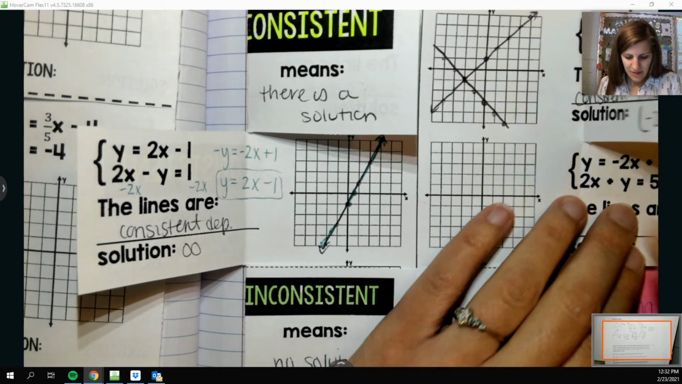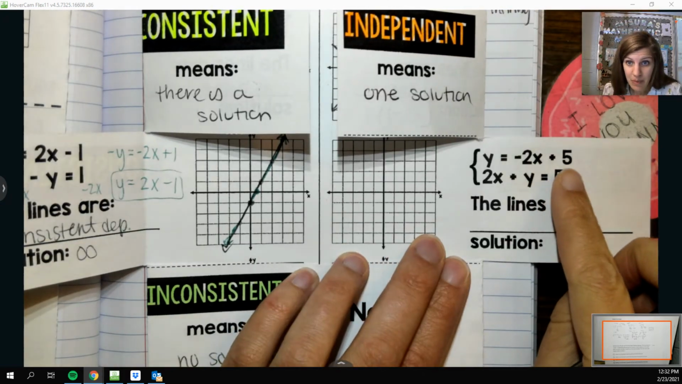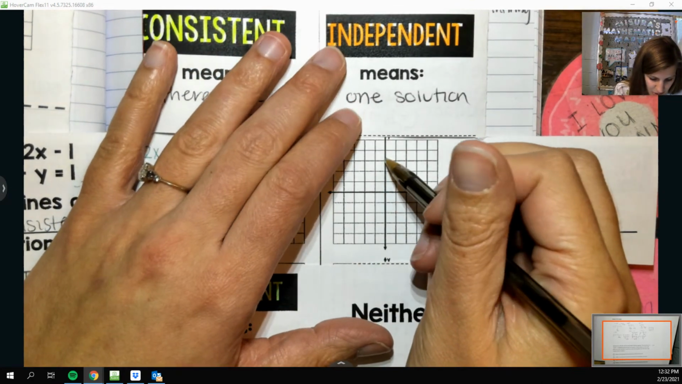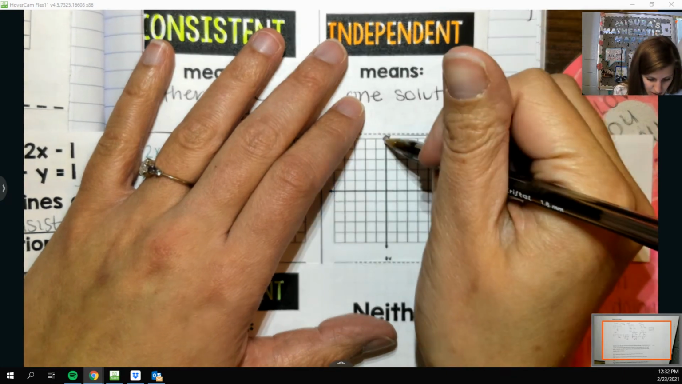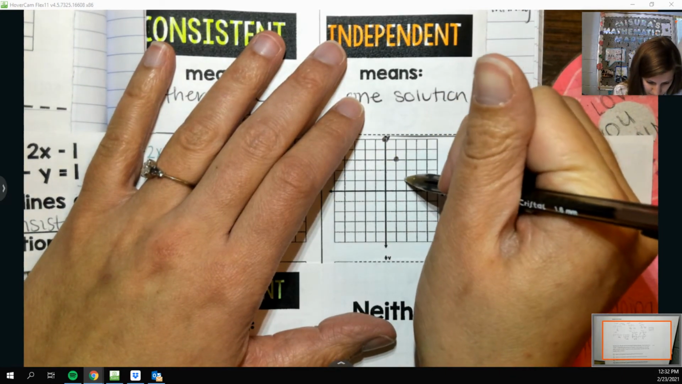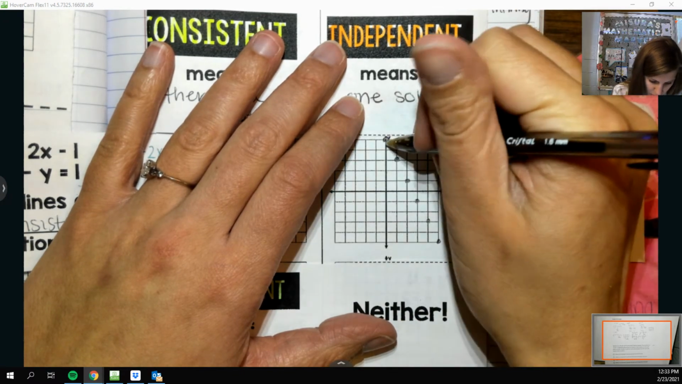Okay, so another example of this, we got this one right here. That's in y equals mx plus b. My y-intercept is at 5. My slope is -2, so I'll go down 2 over 1. Get a whole bunch of dots.